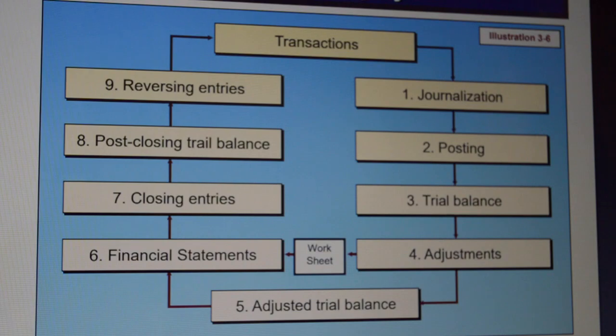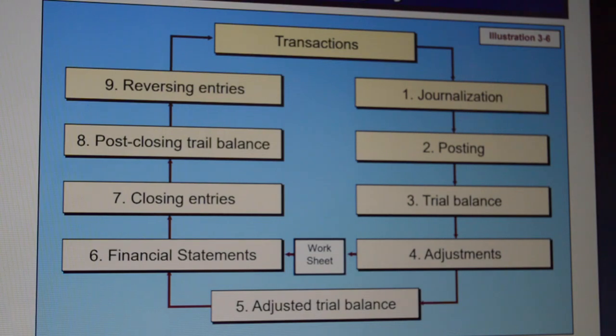Let's talk about the accounting cycle. The accounting cycle starts with the transactions or business events. Step 1 is to journalize those transactions, meaning to record them in the general journal. Step 2 is to post those journal entries into the general ledgers. Step 3 is to prepare the unadjusted trial balance. Step 4 is to make end of the period adjustments.